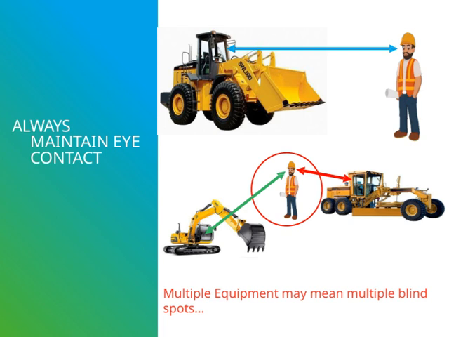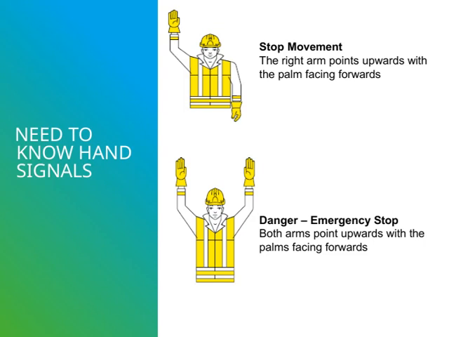All right, let's look at the danger signals, starting with the emergency stop. When you see both arms pointing upwards with the palms facing forwards, that's your clear signal to stop movement immediately. It's a universal sign to pause all activity for safety. Then, there's the specific hand signal for stopping movement. When the right arm points upwards with the palm facing forwards, that's your cue to halt what you're doing.